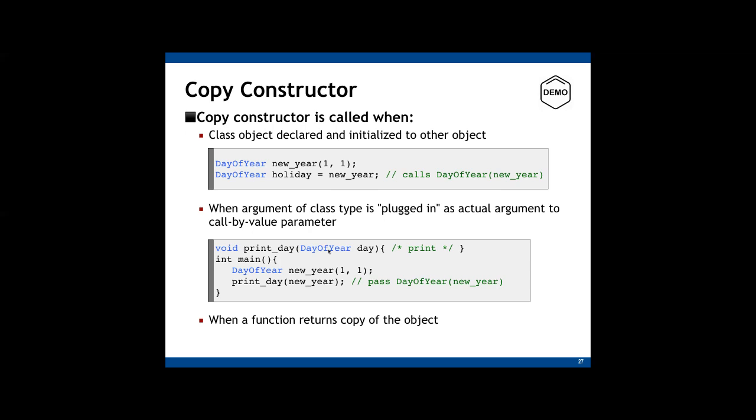And when copying the objects, the copy constructor will be automatically called. So this is the second situation when the copy constructor is called. And finally, the copy constructor will be used when the function returns a copy of the objects. That copy will be made by using a copy constructor.